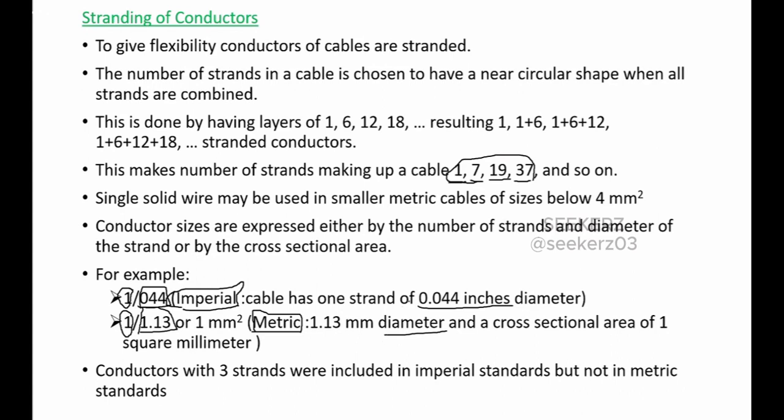If we have three strands or seven strands, we take the cross section or the diameter of one strand in millimeters, and we give that value as the second number after the slash. So in the metric system, we can use this type of representation for the size of the cable or wire, or we can directly tell the total diameter of this conductive part. So this is about solid and stranded cables.